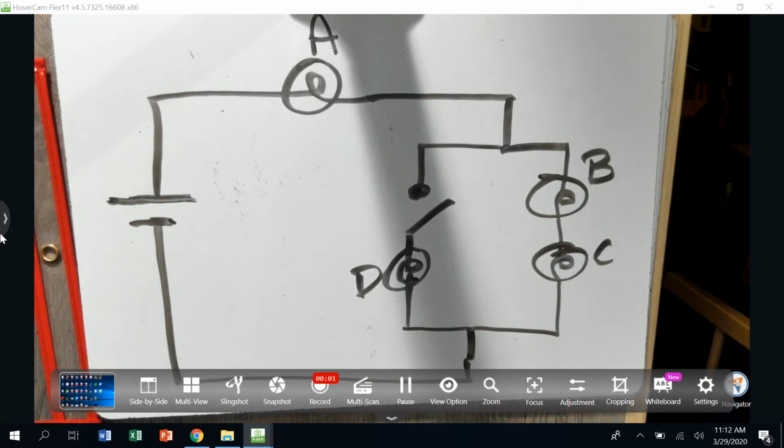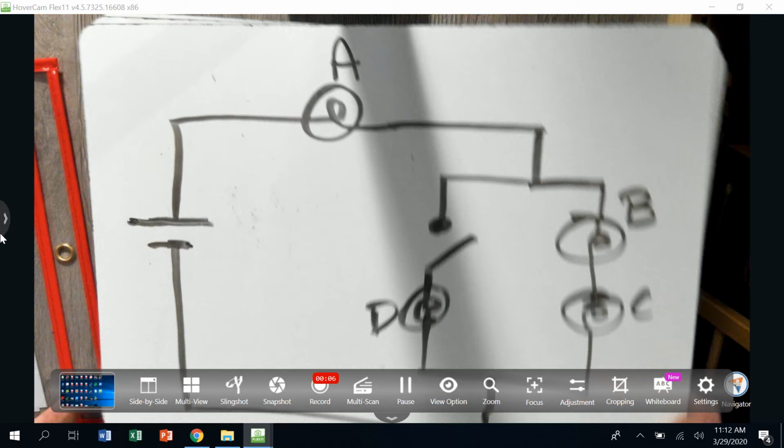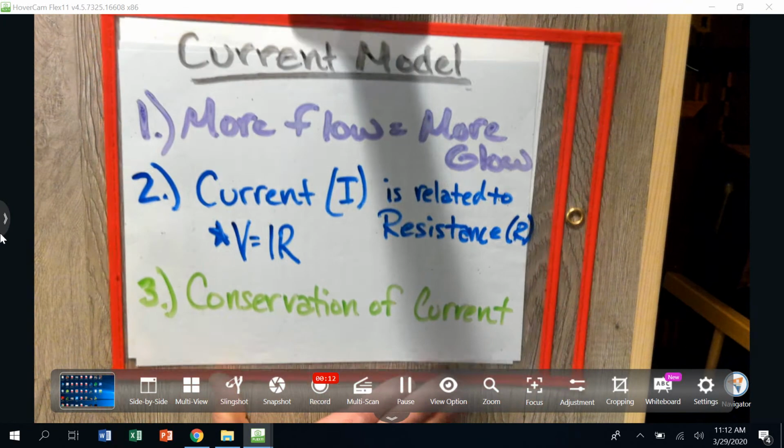All right, so AP Physics, let's get rolling again here. We've got a couple things to take a look at. If you remember last time, we had our current model.